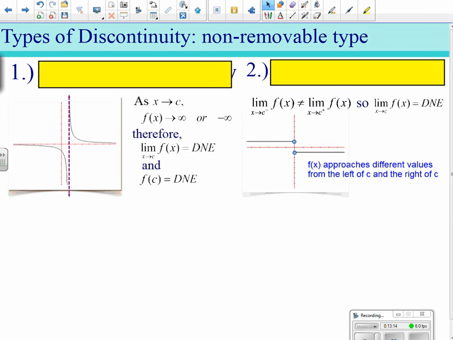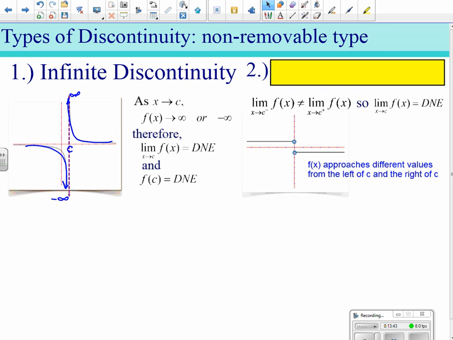Types of discontinuity, non-removable types. Let's cover those first. The first one, well, you can see clearly that it looks like we kind of have an asymptotic situation here, a vertical asymptote, and as we approach this value, let's call this value c here, we're headed to negative infinity, and as I approach c from the right side, I'm headed to positive infinity. And since they're headed in opposite directions, this is an infinite discontinuity.